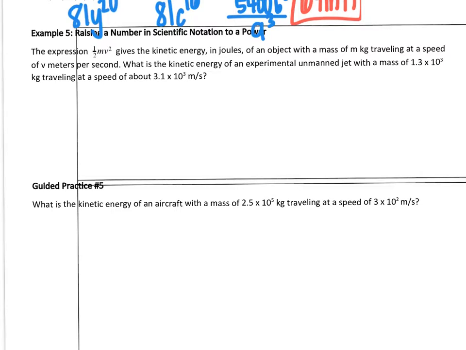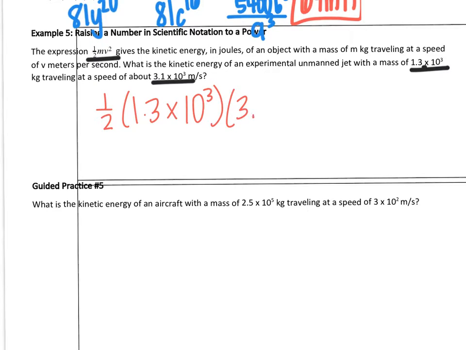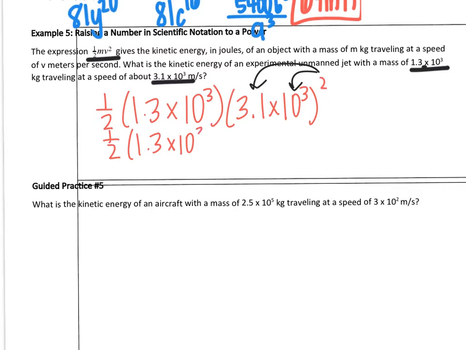So you're going to plug those two expressions in scientific notation into your formula. So that's going to be 1/2 m, which is your mass, 1.3 times 10 to the third, times v, 3.1 times 10 to the third squared. And then we're going to simplify it. So we're going to deal with this power of a product at the end first, and everything else we're just going to copy so we don't get confused. 3.1 squared is going to be 9.61. 10 to the third squared, you multiply your exponents and you get 10 to the sixth.